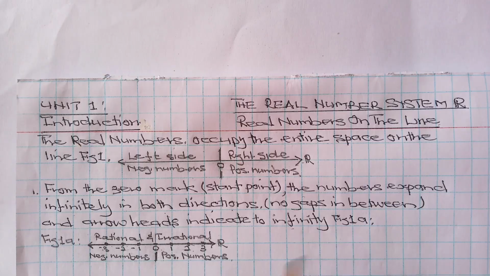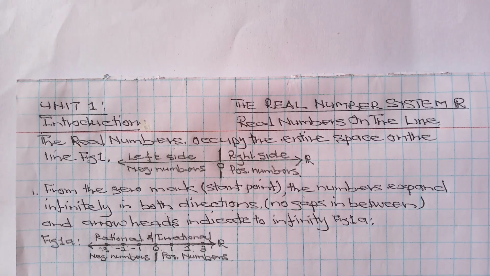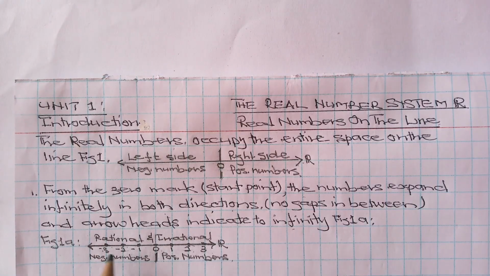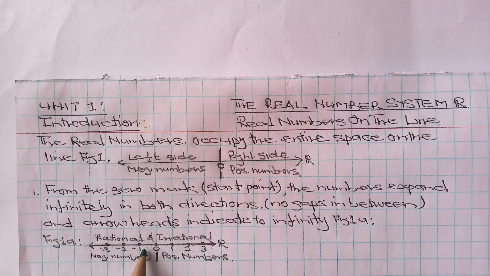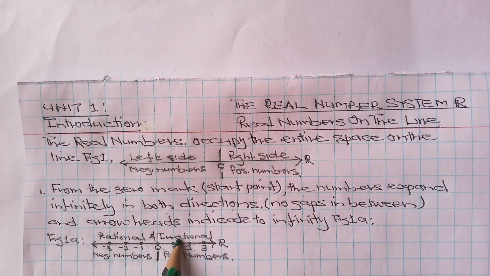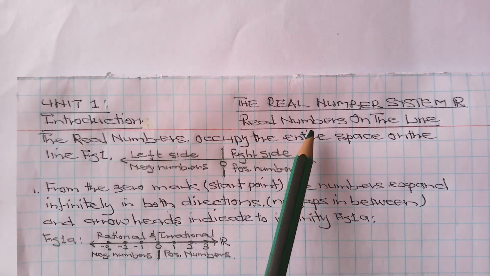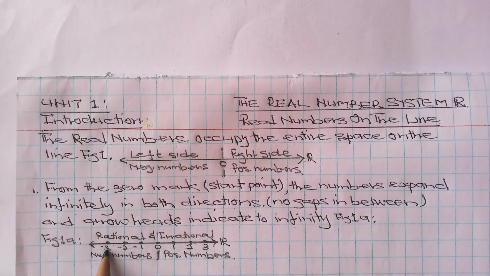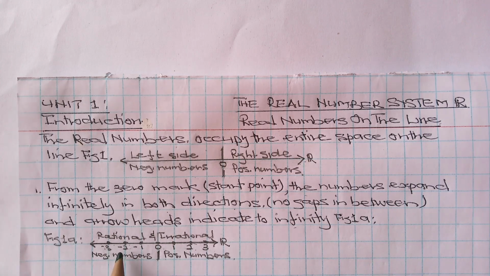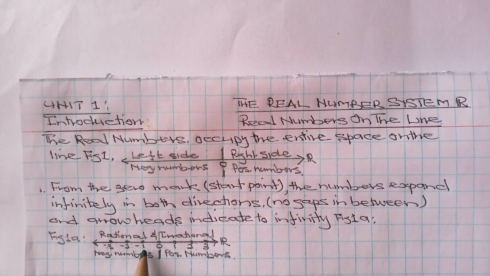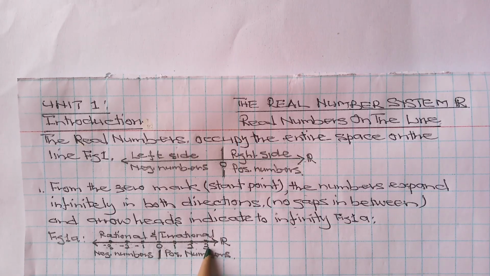Now, let us look at figure 1a. What I've done there, I've placed integers on the number line that represents rational and irrational numbers, which are real numbers. Now, these integers, each dot is assigned to a specific integer on the number line.